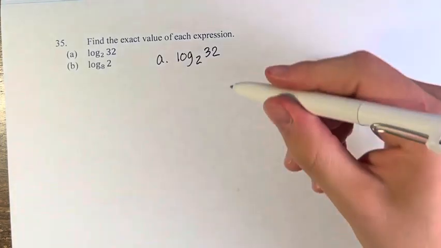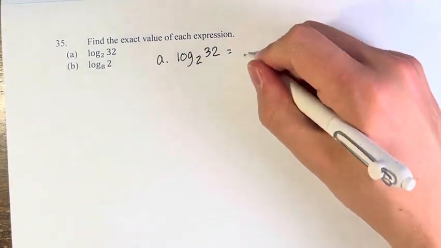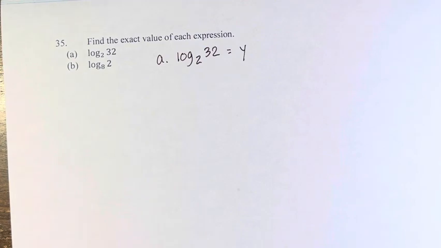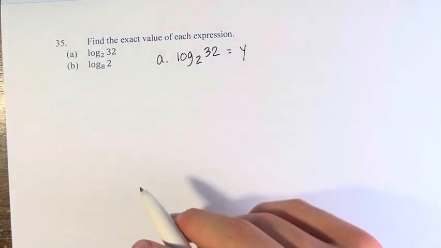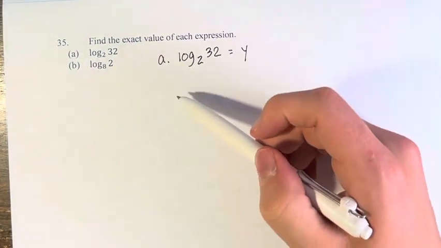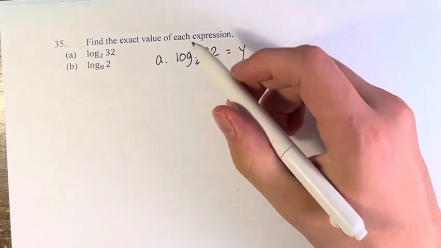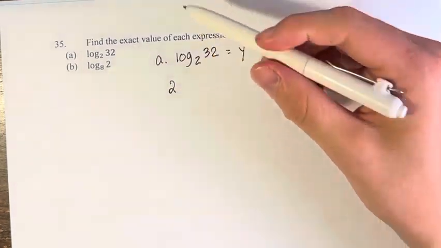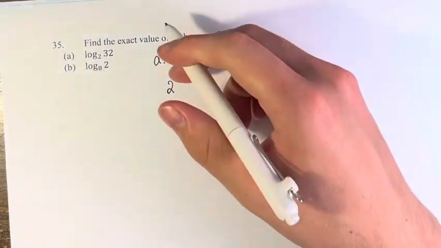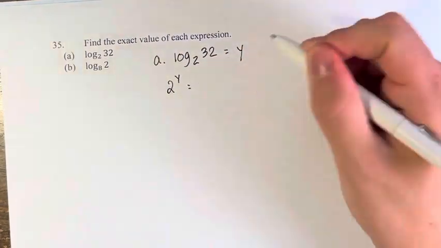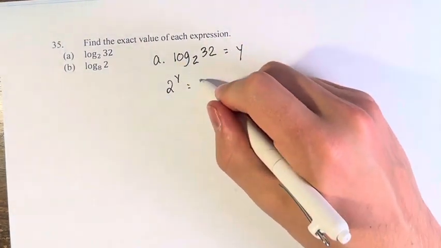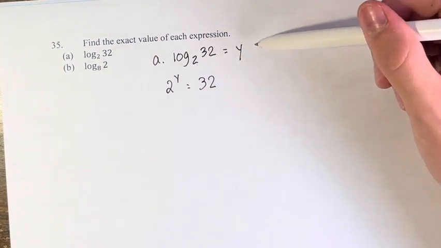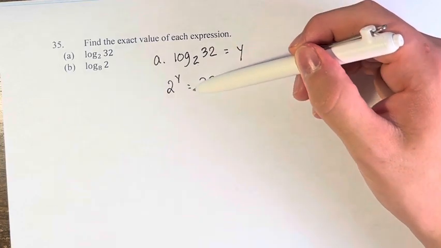And what we do to find the value is we set this equal to y, where y is going to be our answer. And then we use the relationship of the logarithm to say, okay, what does this actually mean in a standard function? And it means the base 2 to the power of whatever the log is equal to, y, is equal to 32, the value that the logarithm takes on. So log base 2 of 32 is equal to y. Therefore, 2 to the y is equal to 32.